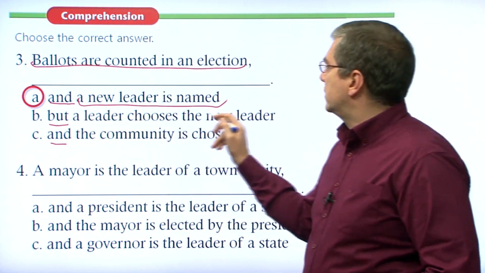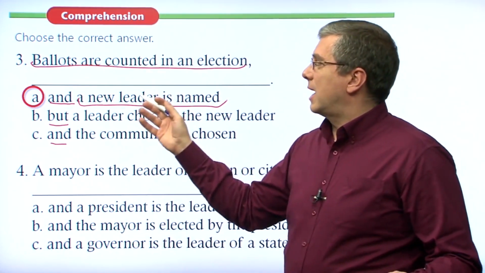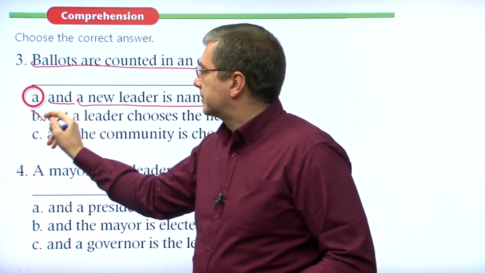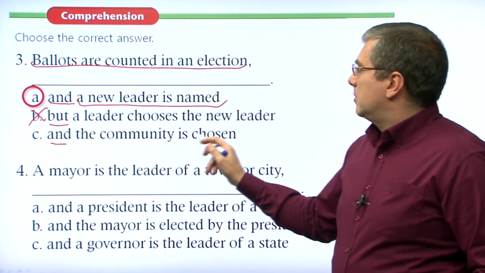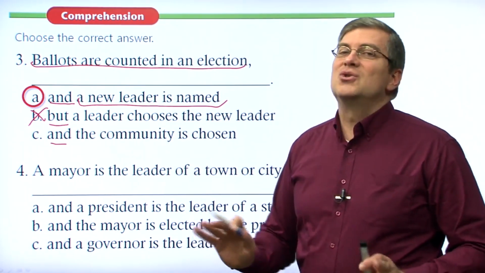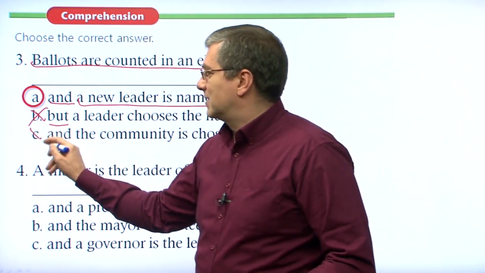But a leader chooses the new leader. That doesn't make any sense, right? Why would you have ballots if a leader is going to choose the new leader? That doesn't make sense. C, and the community is chosen. The community is chosen? No, nobody chooses the community. The community is already there, right? So that doesn't make sense.